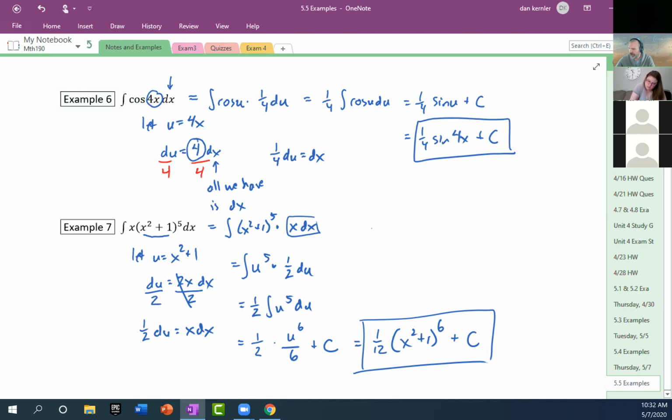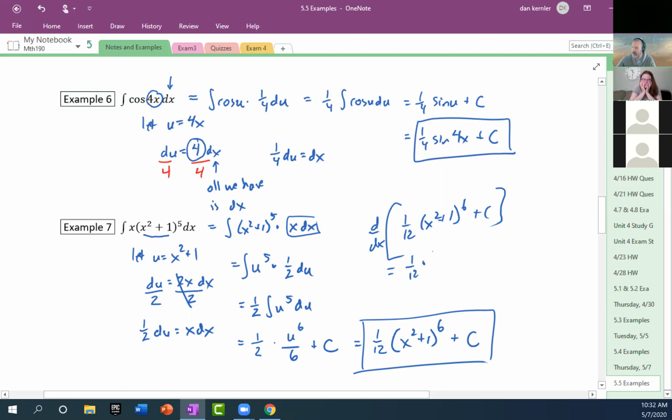And like I said, you can always check. The derivative with respect to x of 1/12 times x squared plus 1 to the 6th will be 1/12 times, and then we do the power rule, 6 times x squared plus 1 to the 5th. But then we need the chain rule. The derivative of the inside is 2x, and the derivative of plus c is 0. And you get 12, which simplifies with the 12, so you're left with x times x squared plus 1 to the 5th. And it checks. So questions on that one?